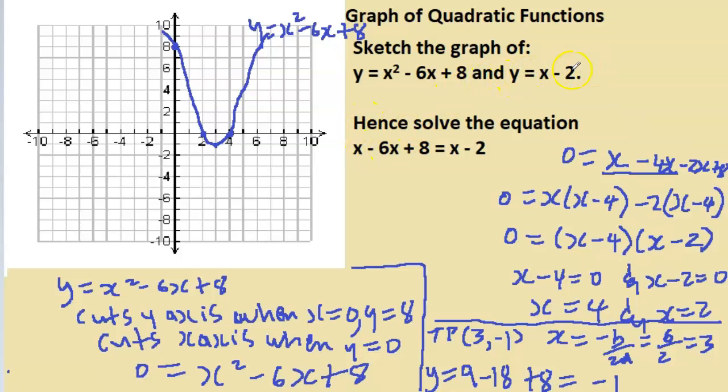Now we need to graph the straight line, y equal to x minus 2. And again, when you're drawing a straight line, you want to know where the graph cuts the x-axis, and also where the line cuts the y-axis. And again, the graph cuts the y-axis when x is 0. Now when x is 0, what is y equal to? 0 minus 2, which is minus 2, right? So your graph cuts the y-axis at -2.